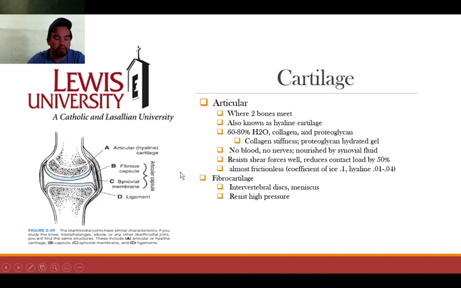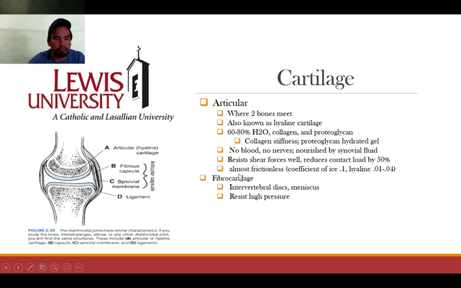No blood, no healing. Okay, so when it's injured, it heals very, very poorly because there is no blood supply there. It's only nourished by the synovial fluid, which is also mostly water. So if you don't have this water and this synovial fluid in here, then you start to have some of this breakdown within there. It resists shear forces very well and it reduces contact load by 50%.